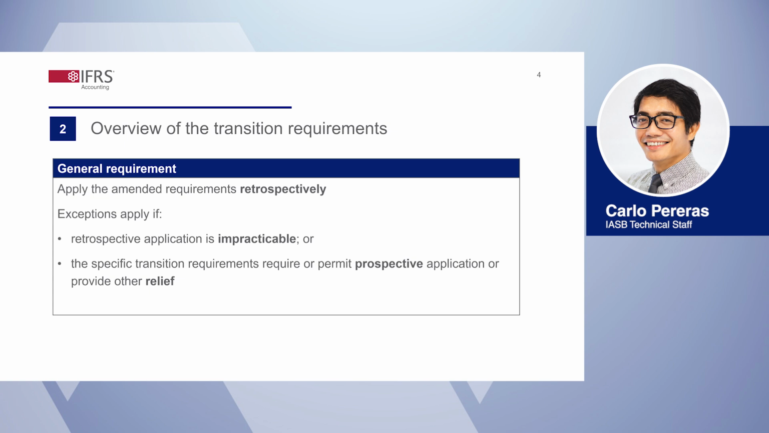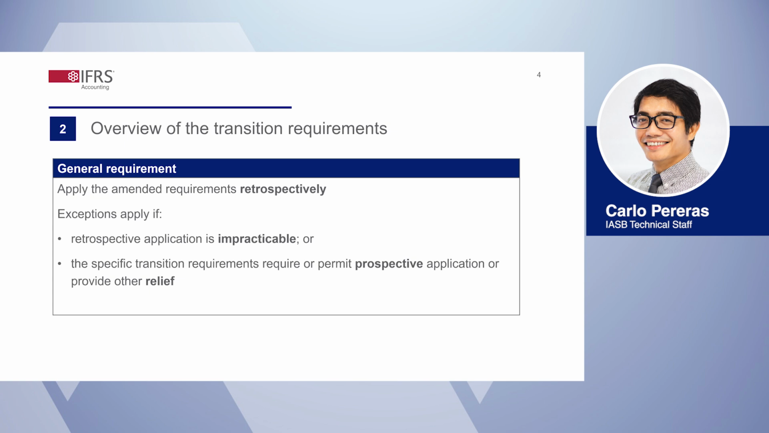However, in some cases, it might be impracticable for an SME to determine the effects of applying an amended requirement for one or more prior periods. Impracticable means that the SME cannot determine those effects after making every reasonable effort to do so. In that case, the SME applies the amended requirement at the beginning of the earliest period for which retrospective application is practicable, which could be the current period.